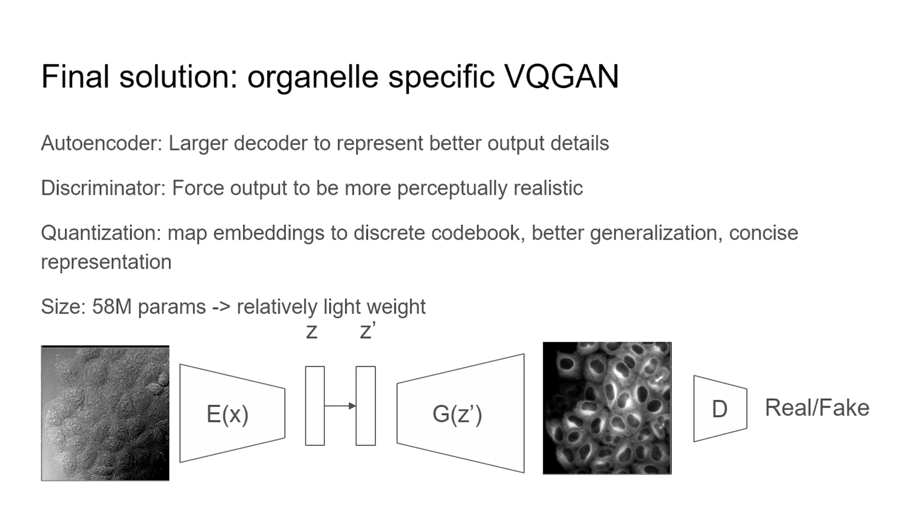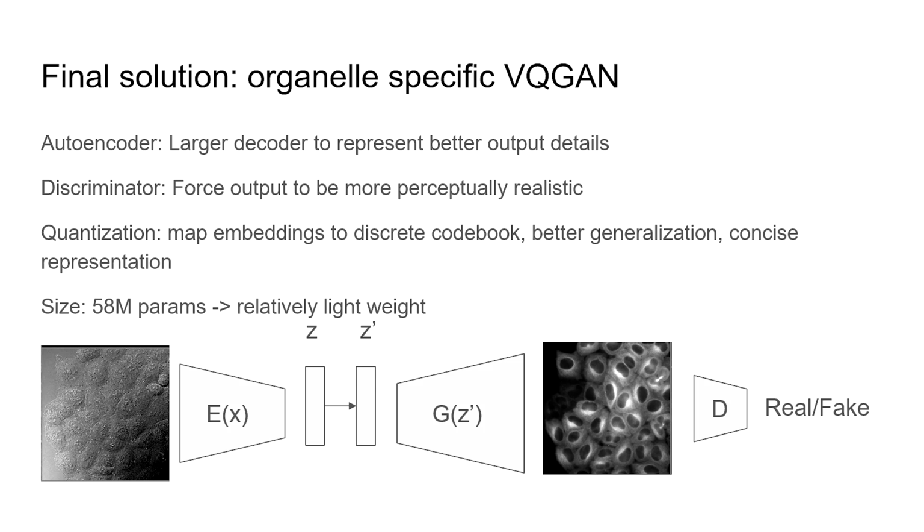So with time running out, I defaulted to a much simpler solution, which is one model for each organelle, an organelle-specific VQGAN. It's basically an autoencoder with an encoder, and a decoder that in this case acted as a generator that learns the mapping between transmitted light and the organelle of interest. Then a discriminator forces the generator to generate a more perceptually realistic image. And we also have a quantizer in the middle that maps the continuous embedding to a discrete one.